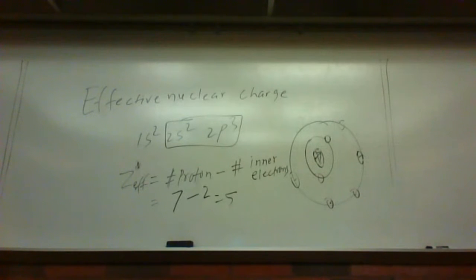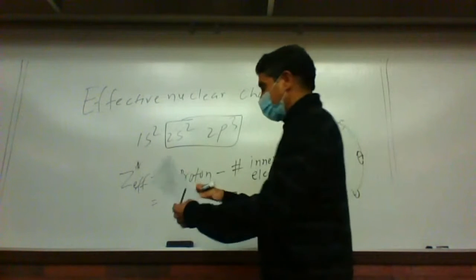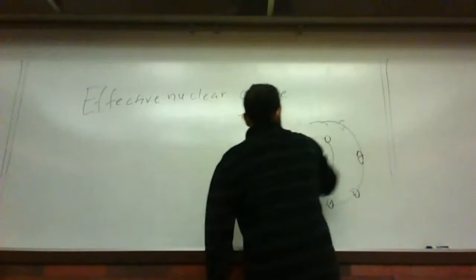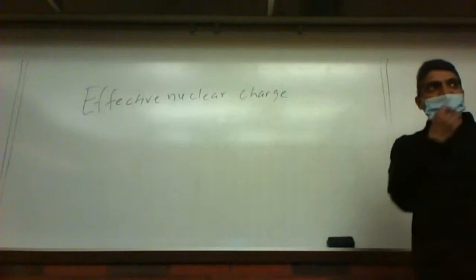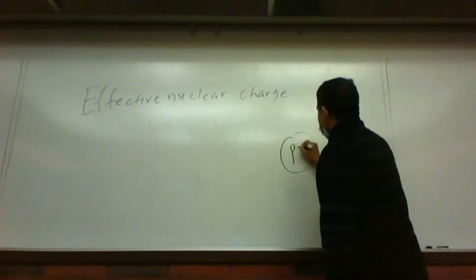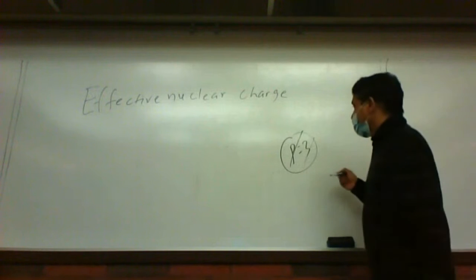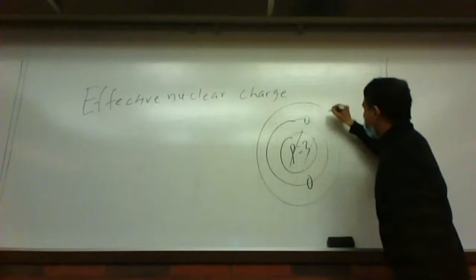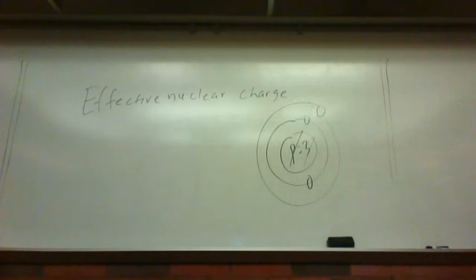Make sense? Good. Now let's calculate the effective nuclear charge in lithium. What is the atomic number of lithium? Look at the periodic table I posted there. Hydrogen, helium, lithium. Lithium is number 3, right? So in the center there are 3 protons. Lithium has 3 electrons, so 2 electrons go in the first orbit, and in the outermost orbit there is 1 electron. We always put 2 inside and the rest on the outer side, like this.